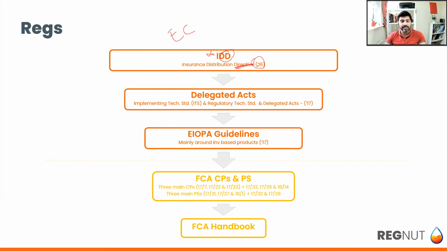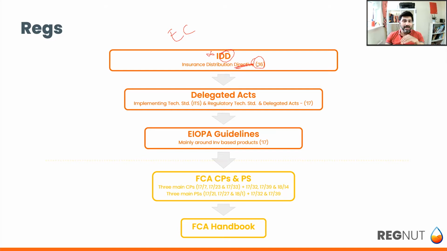It came out in 2016. You then have the European Commission again building on top of this under the guise of delegated acts or implementing standards. And there are different flavors of that. So you have the ITSs, the implementing technical standards that apply directly to companies, versus the regulatory technical standards that apply to regulators who then apply to the companies.